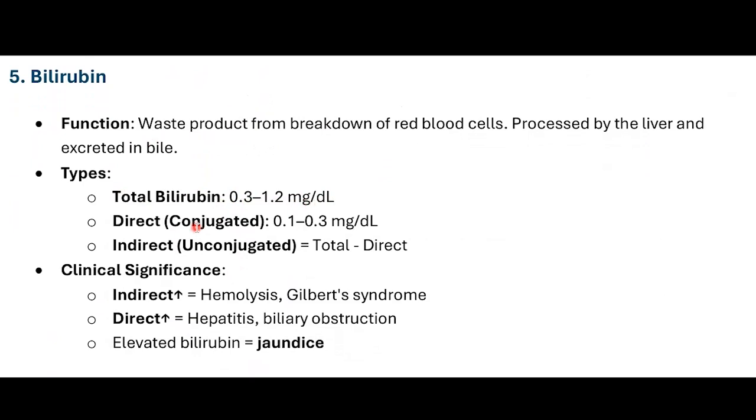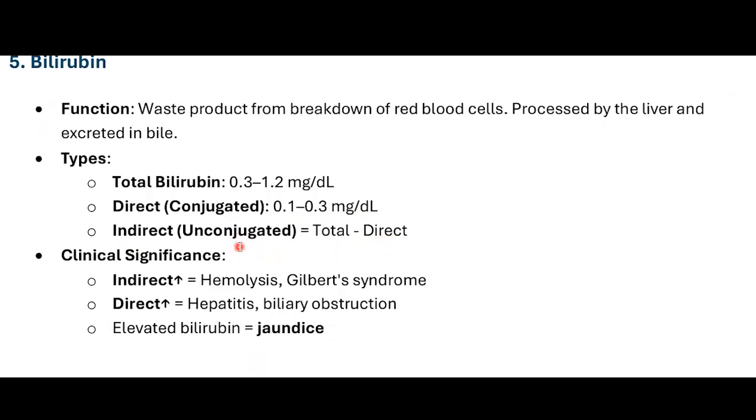Direct bilirubin, or you can say conjugated, is 0.1 to 0.3 milligram per deciliter. And indirect or unconjugated bilirubin, we actually get by subtracting the direct bilirubin from the total bilirubin.